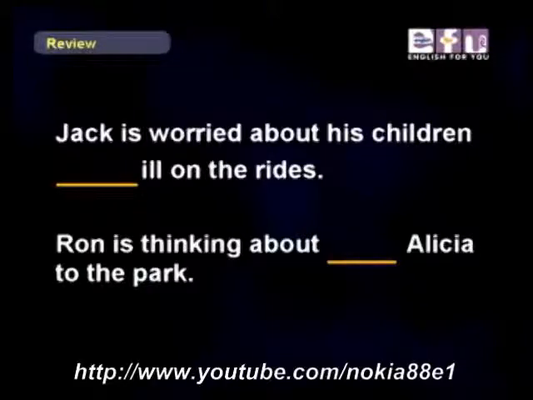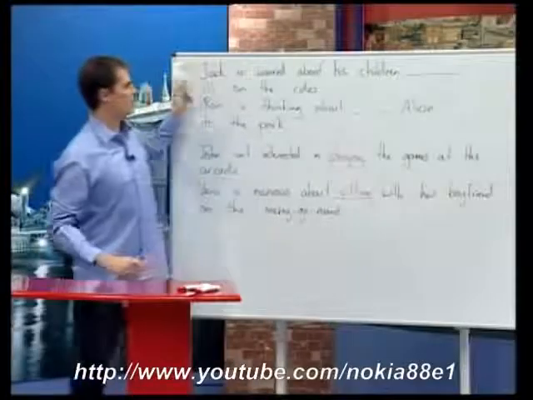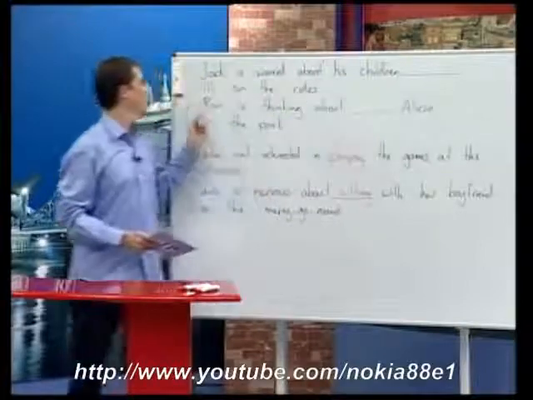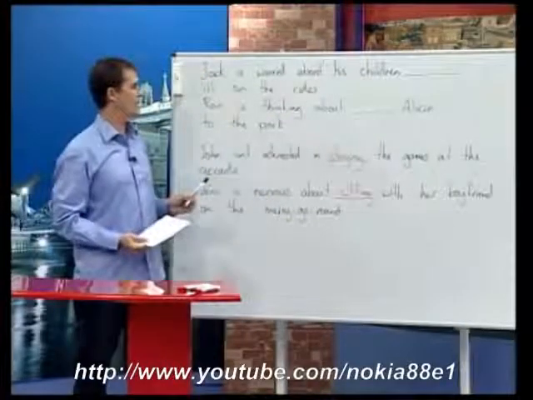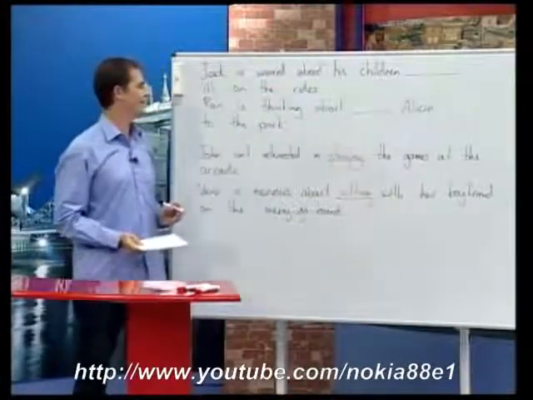Jack is worried about his children getting ill on the rides. And the second one, Ron is thinking about taking Alicia to the park. Jack is worried about his children getting ill on the rides, and Ron is thinking about taking Alicia to the park.